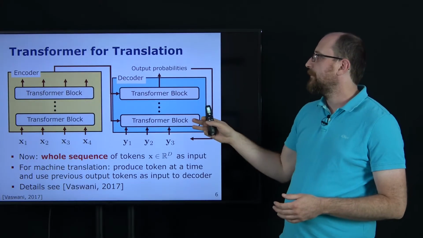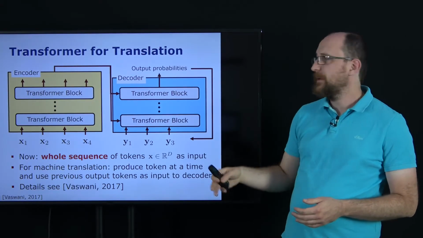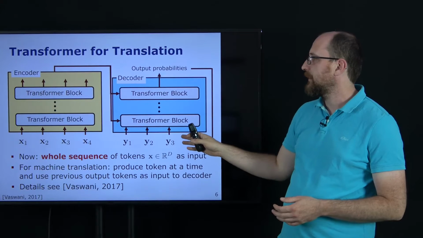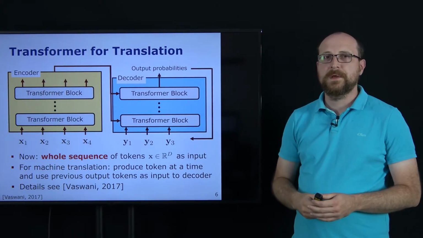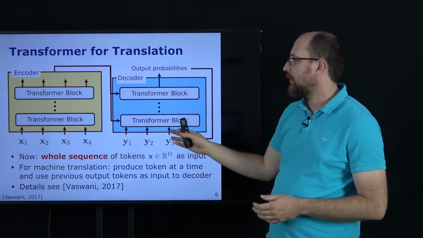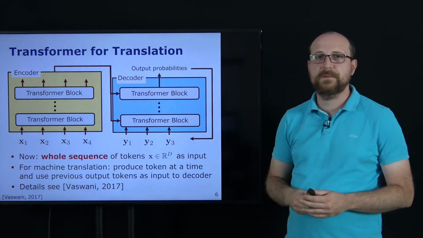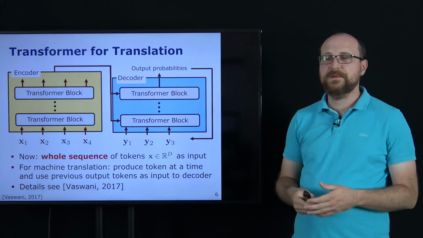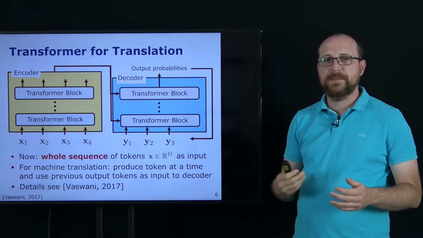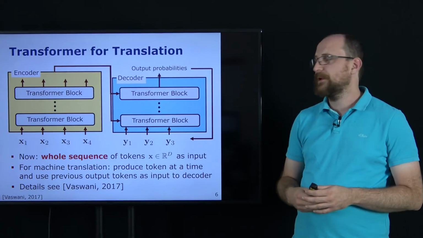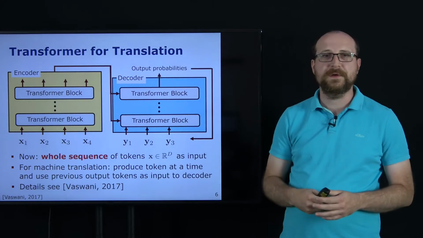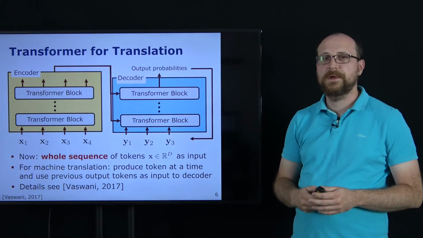So we are producing one word at a time, and then this word is fed back into the decoder, and then the next word is produced. And the advantage is that the transformer block always has full information about the whole sequence, and can then use this information to produce the next word. And by using this, we can also have the long-range dependencies that we are interested in.